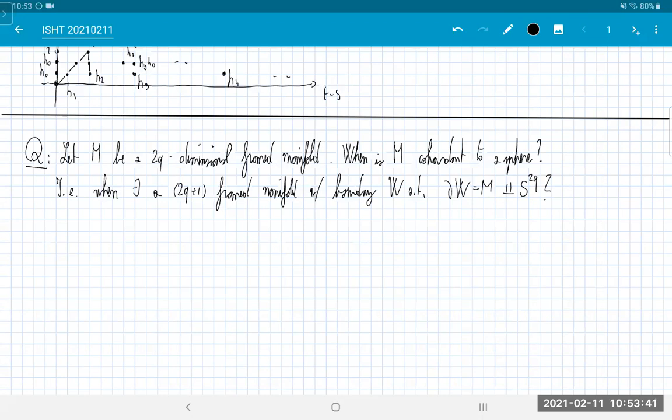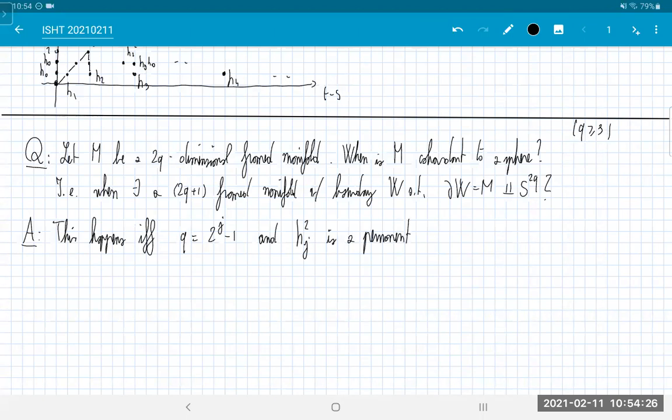And the answer is surprisingly, when this happens, if and only if, let's put q greater or equal than two here, than three here. Sorry, the four manifolds are crazy, so I'm going to ignore the four manifold case. This happens if and only if q is of the form 2^j minus 1 and h_j squared is a permanent cycle.